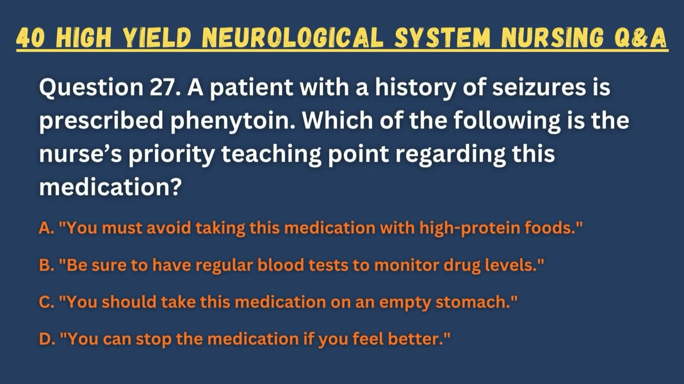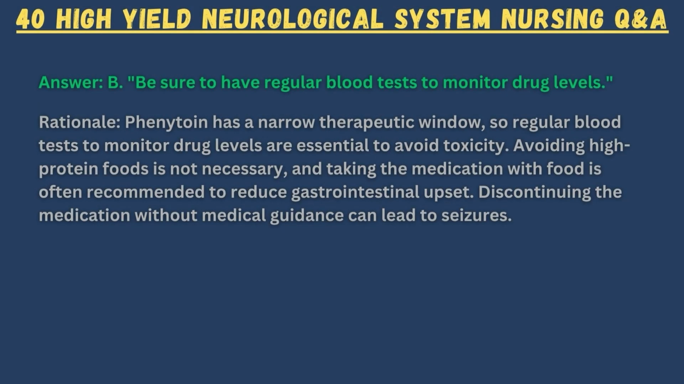Question 27. A patient with a history of seizures is prescribed phenytoin. Which of the following is the nurse's priority teaching point regarding this medication? A. You must avoid taking this medication with high-protein foods. B. Be sure to have regular blood tests to monitor drug levels. C. You should take this medication on an empty stomach. D. You can stop the medication if you feel better. Answer: B. Be sure to have regular blood tests to monitor drug levels.